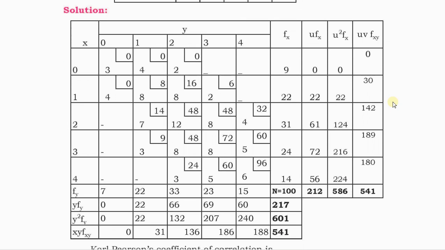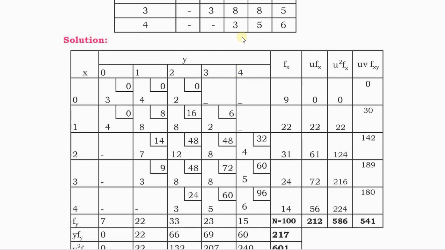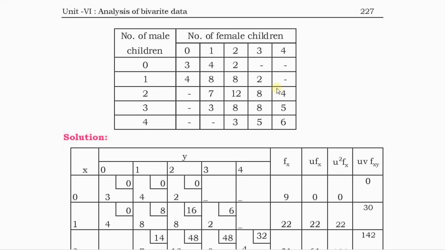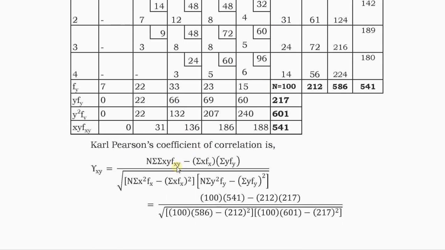So this is called a bivariate frequency table. Using this complicated table, let me explain this to you. Now here all the x values are written and all the y values are written here. The numbers written in between, 3 4 2 4 8 8 2 7 12 8 4 3 8 8 5 3 5 6, are all called fxy, the frequencies. Okay, as written in the formula here, fxy is the frequency belonging to x and y.